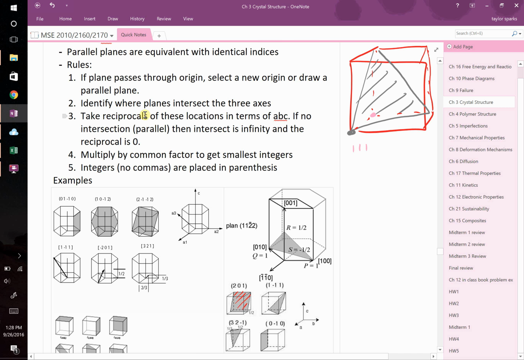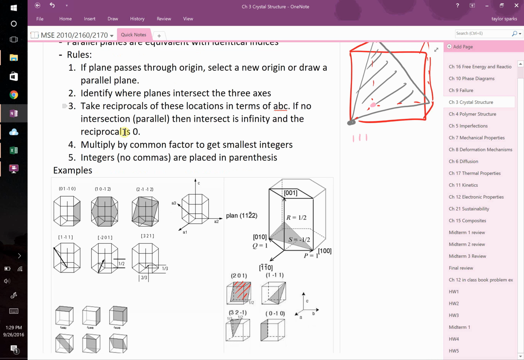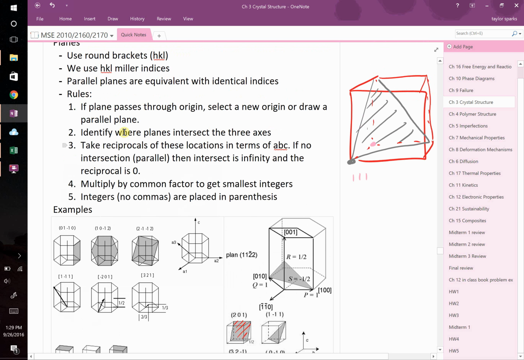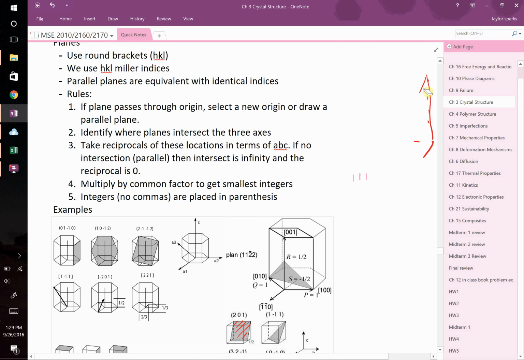And then it says, take reciprocals of these locations in terms of A, B, and C. If there is no intersection, meaning the plane is parallel, then the intersection is at infinity. So if you take the reciprocal, it's 0. Let me show you an example of that in a minute. So let's redraw this and do one where that happens.